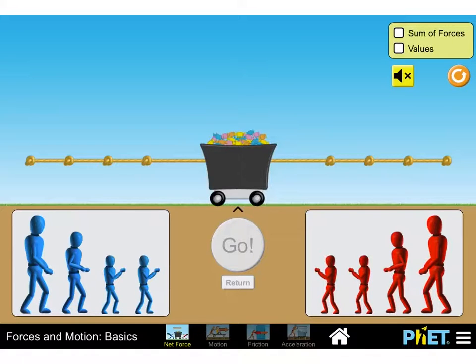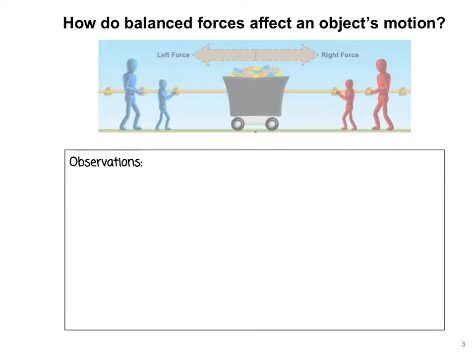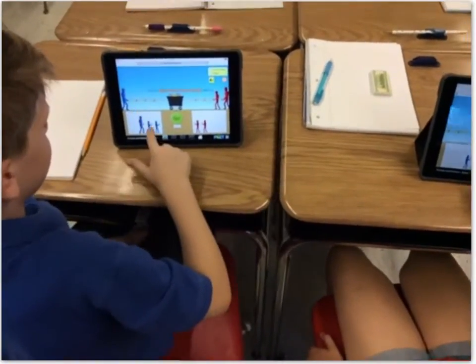Students can apply the blue and red people to each rope of different or same forces, and then allow them to tug at the rope, pausing along the way to change the conditions or allowing the simulation to run through until one side is victorious. Students are provided the opportunity to explore the simulation while answering a simple question: how do balanced forces affect an object's motion? Now, what do you got here?